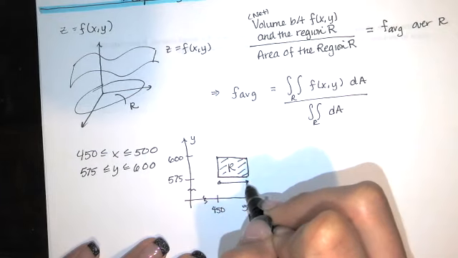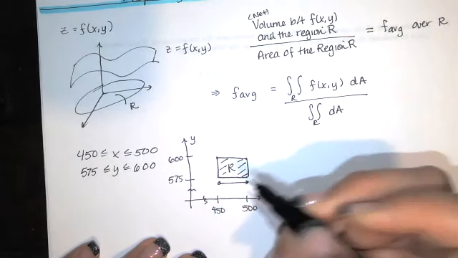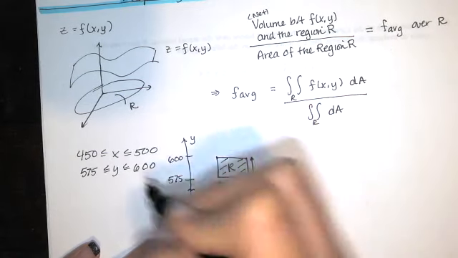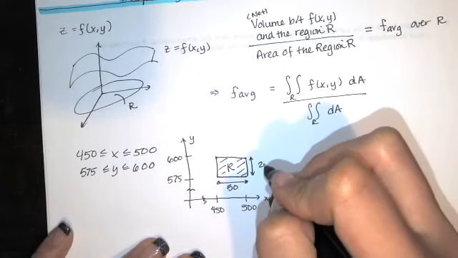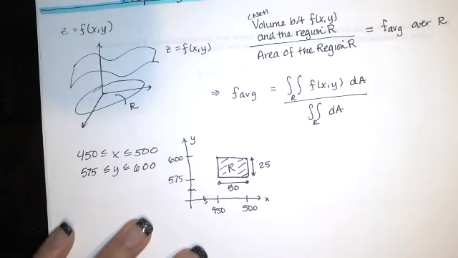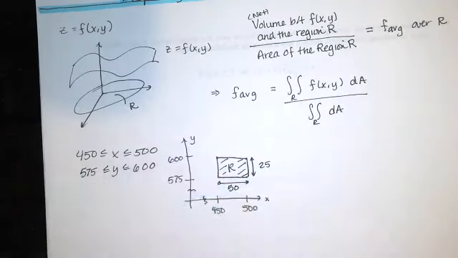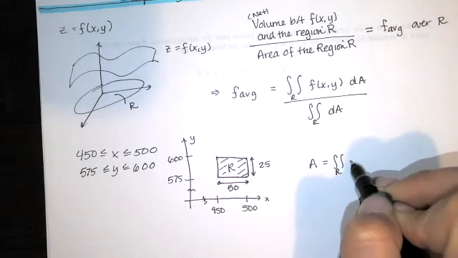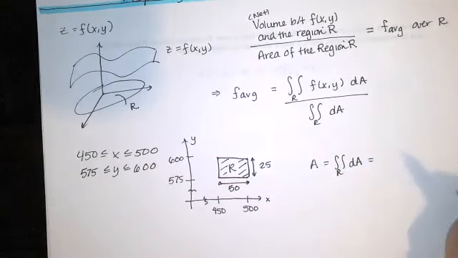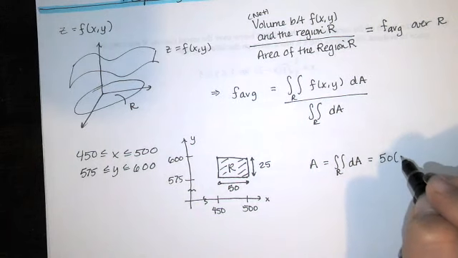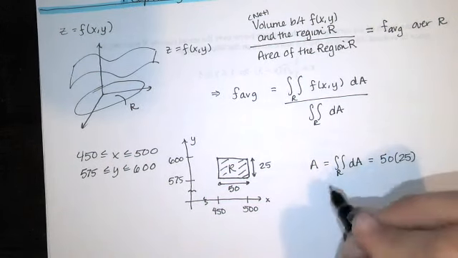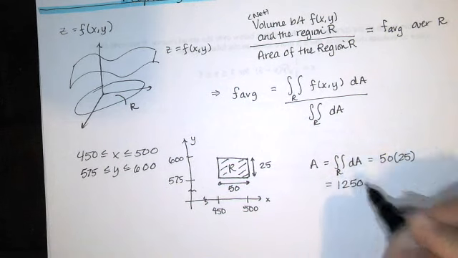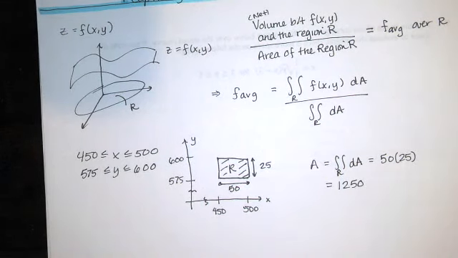So first I will compute the area of this. 500 minus 450 is going to give me a 50. And then 600 minus 575 is 25. So we'll just multiply those two guys together. The area of the region, which could be computed by a double integral, but that's not necessary in this case because it's just a rectangle, is 50 times 25, which is 1,250 square units, whatever that is.